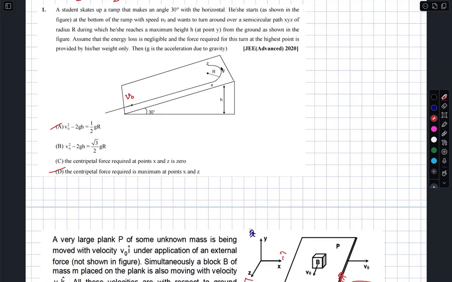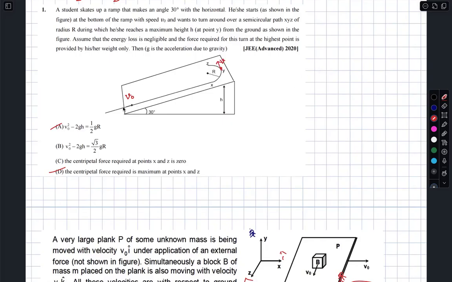Can I ask a question? Is he staying at rest here or is he having some energy at that point? He is having velocity at that point. I repeat, is he having velocity at this point? Yes or no? He should have velocity. Otherwise, how is a circular path possible? Tell me.